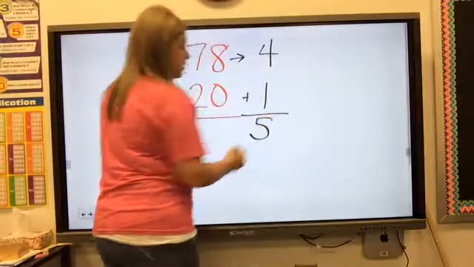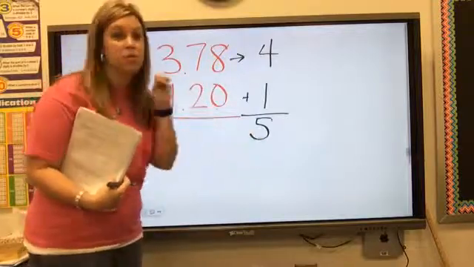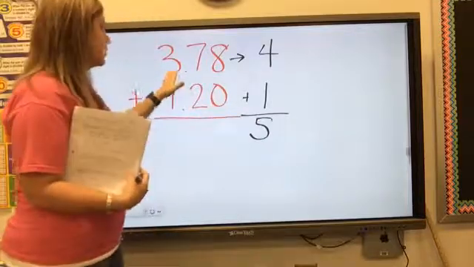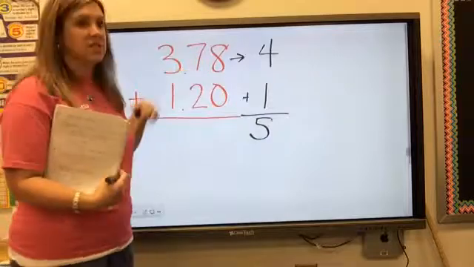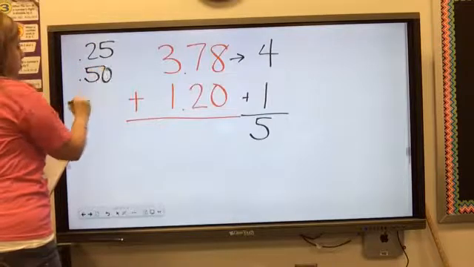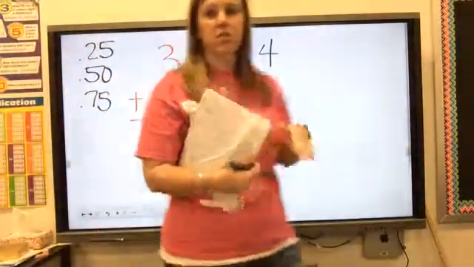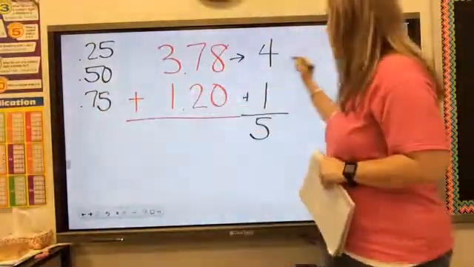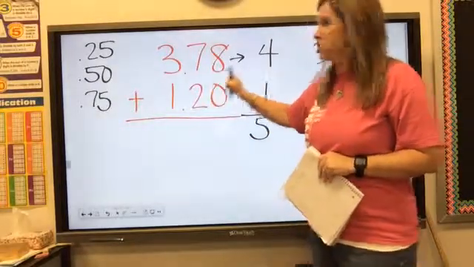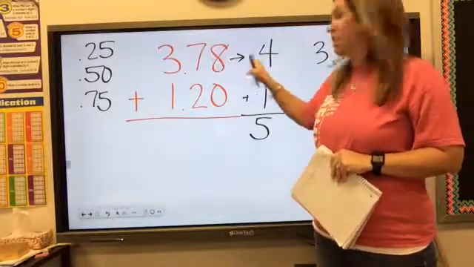4 plus 1 is 5. Now, obviously, when you're going that far away from the original answer, that is not going to be the most precise, okay? So if you want to get closer to the actual answer, then take this and use benchmark numbers. 3 and 78 hundredths is going to be closest to, again, your benchmark numbers are 1/4, 2/4, 3/4. So 3 and 78 hundredths is closest to 75 hundredths, okay? So you would say 3 and 75 hundredths. You're only 3 hundredths away from the actual answer, whereas you are, what, 22 away from the actual answer when you're doing it this way?